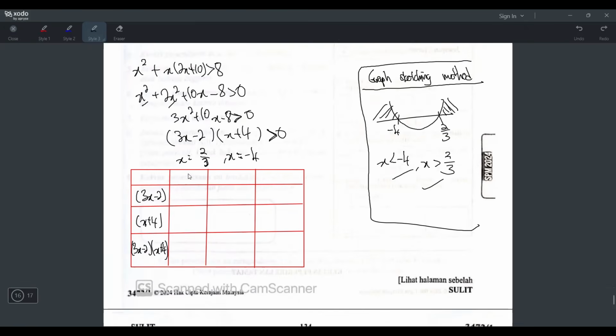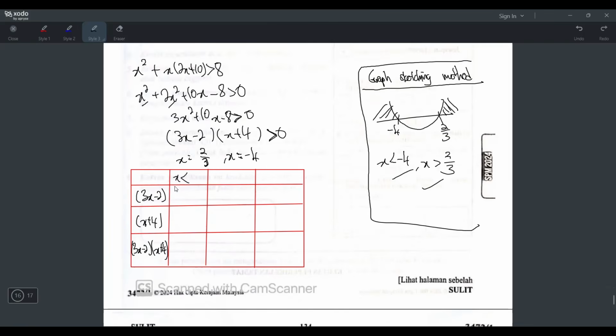The first answer will always be x smaller than the negative number. But it is not necessarily negative for all the questions. Sometimes you will get both answers positive. So it is not necessarily negative, right? So what you have to remember is the answer is either x smaller than the small number, or x bigger than the big number, or in between.